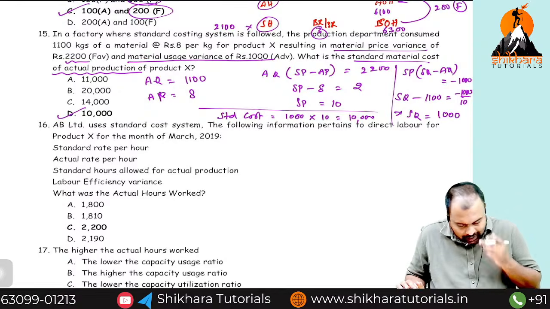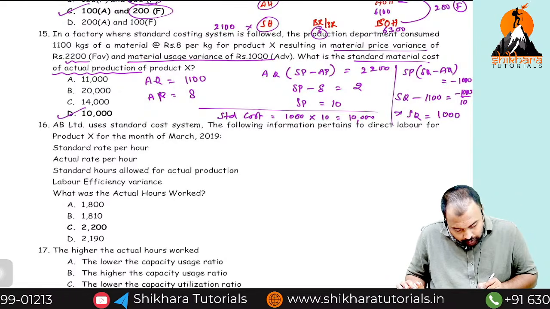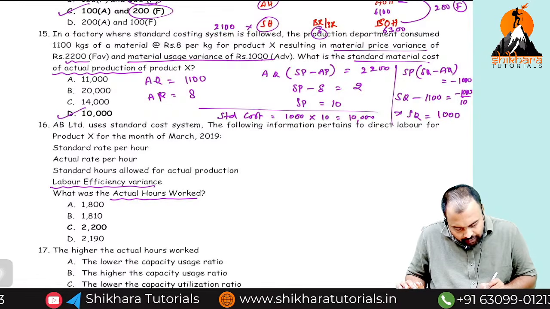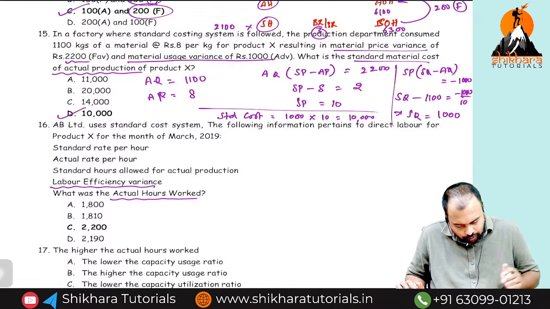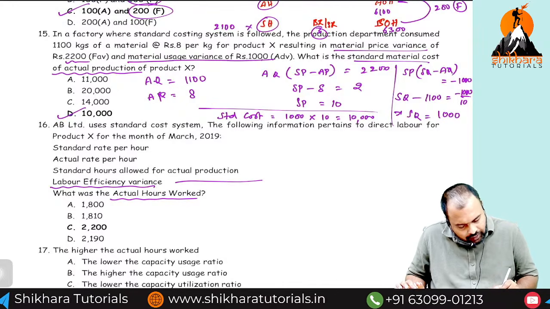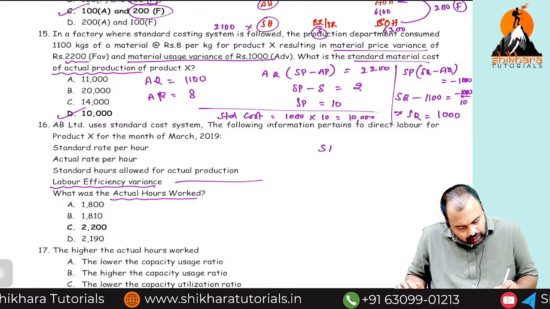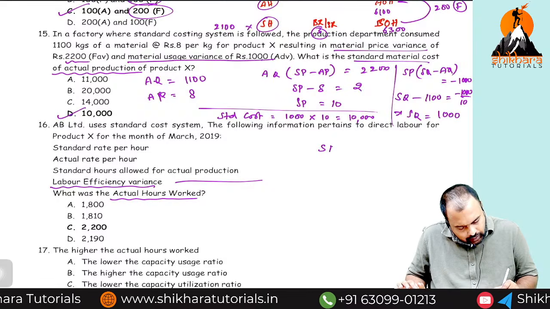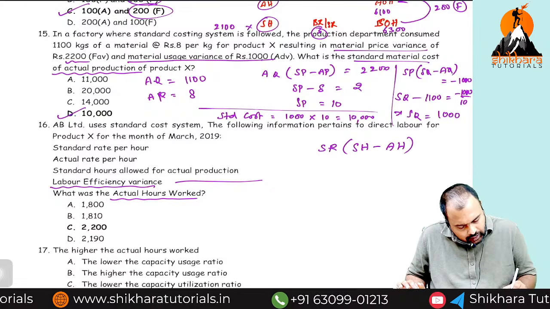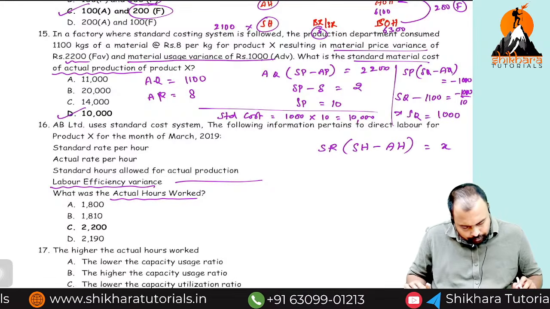Okay. So what they're asking us to find out is the actual hours worked, and the labor efficiency variance is given. Let us say values are missing here. Let us say they have given the efficiency variance. So what is efficiency variance, sir? Standard rate into standard hours minus actual hours. So this is given in the question.